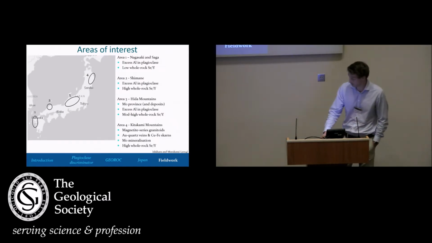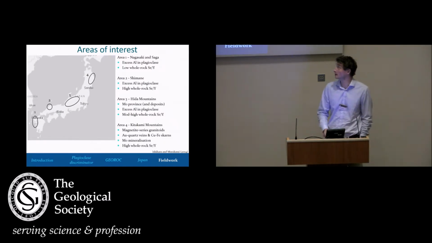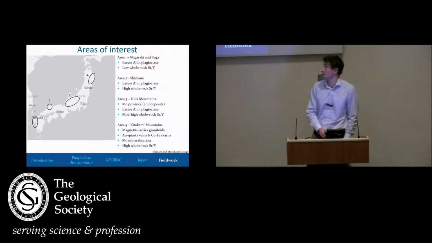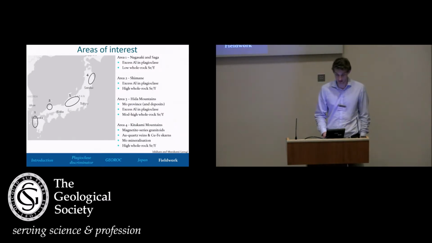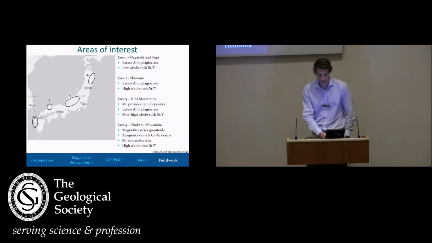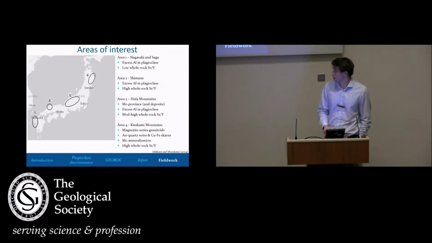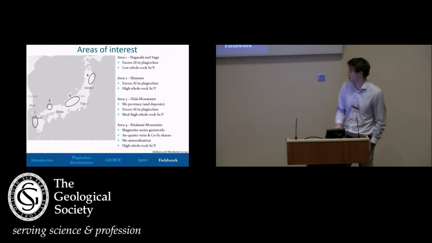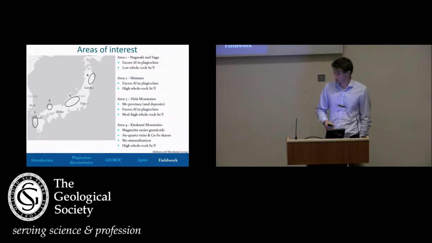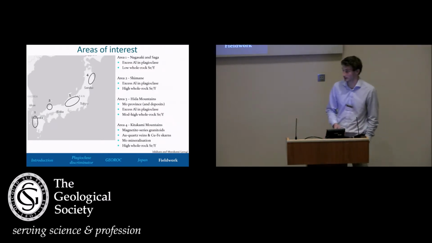But the area that we actually settled on was the Kitakami Mountains, which is area 4 on the map. This is a series of magnetite series granitoids, which has high strontium yttrium, but interestingly, there's no plagioclase data for this region, so this is the main reason why we want to go there. They also show gold quartz veins and copper iron skarns, so there is some mineralization within this area, and we wanted to see if you can pick this up in the plagioclase signature.